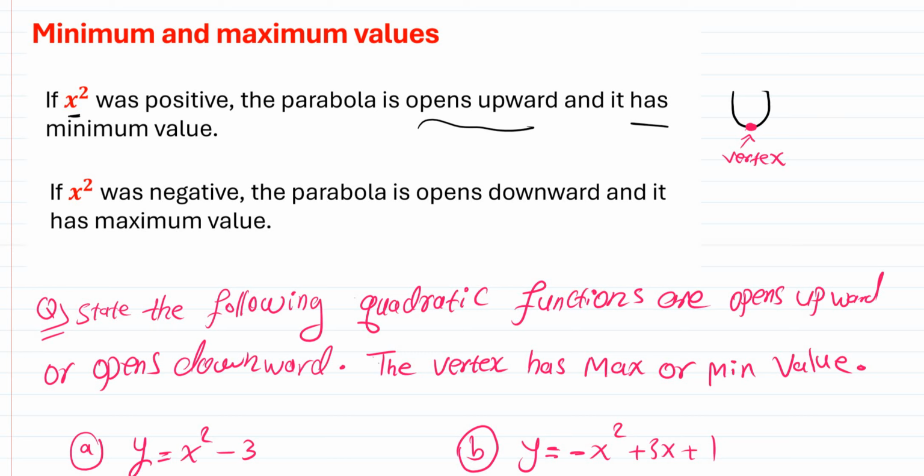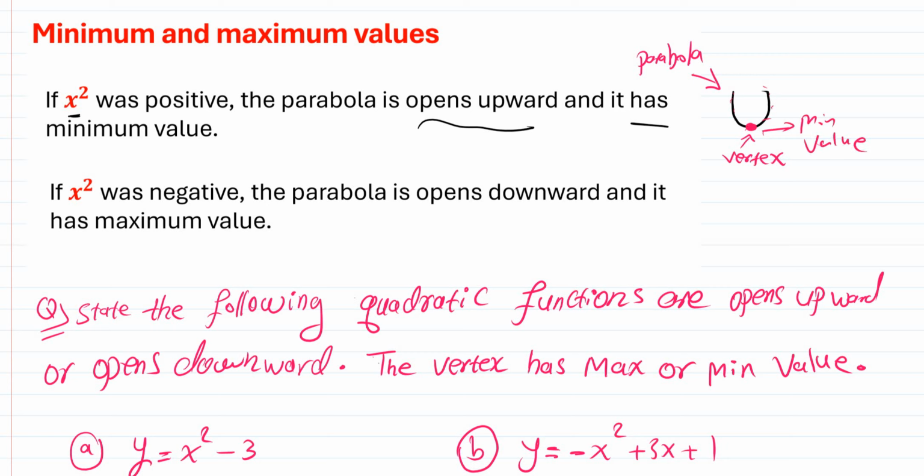This is called a parabola, this U shape. This vertex is very important. This vertex is the minimum value or maximum value. As you can see, comparing with the other points on the graph, this one is the least, the smallest one, right? So this is the minimum value, all right?